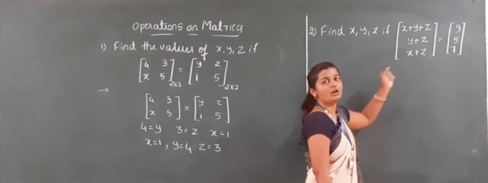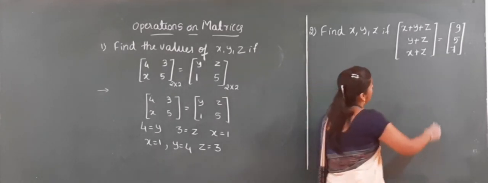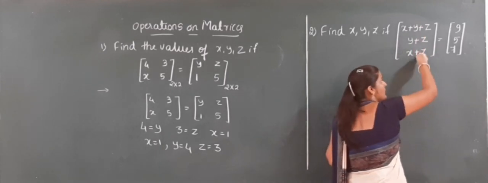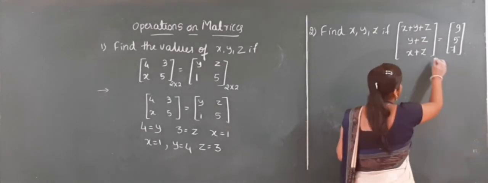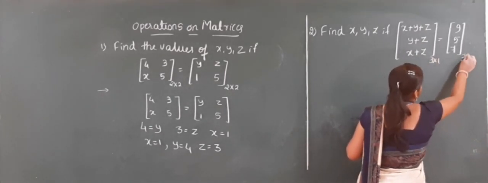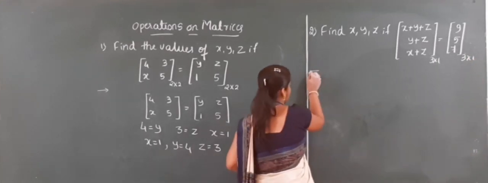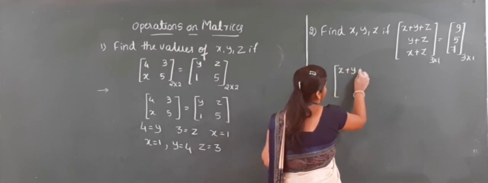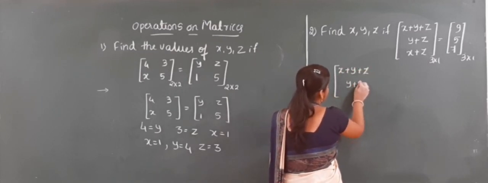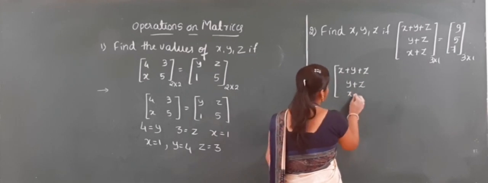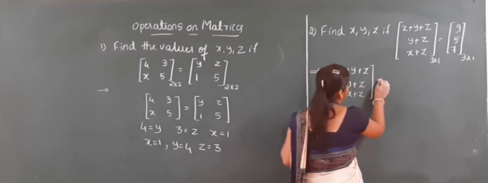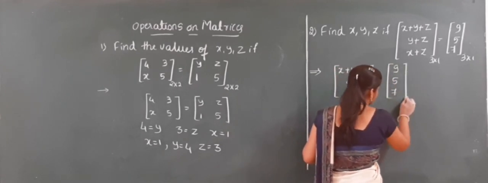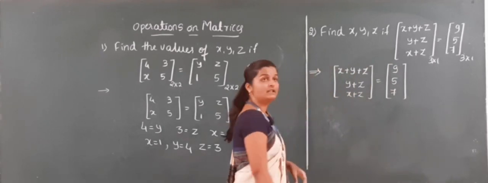First write down the order of the matrix. We will check whether they are equal or not. What is the order of this matrix? Is this a column matrix? Yes, because only one column is there. Here also one column is there. 3 by 1 is the order, and here also 3 by 1 is the order. So I will write the solution. x plus y plus z, y plus z and x plus z is equal to 9, 5, 7. Okay, so I will equate the corresponding elements.